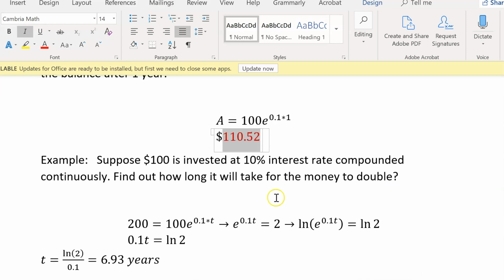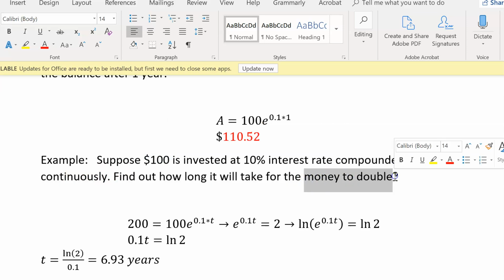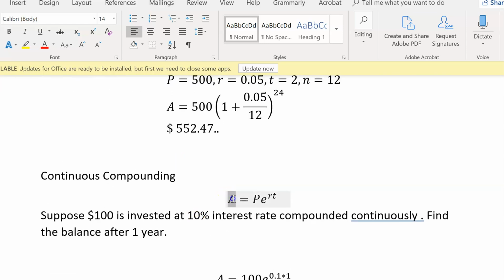So let's do a different type of problem. Now suppose you have $100 invested at a 10% interest rate compounded continuously. Find out how long it will take for the money to double. Now here they are not asking for the amount. You already know what the balance is. $100 invested and you compound it continuously. You want the money to double, so you know the balance. The balance is $200. So what we do is we go back here and we plug in 200 here. So 200 is the amount. What's P? That's $100. And what is r?